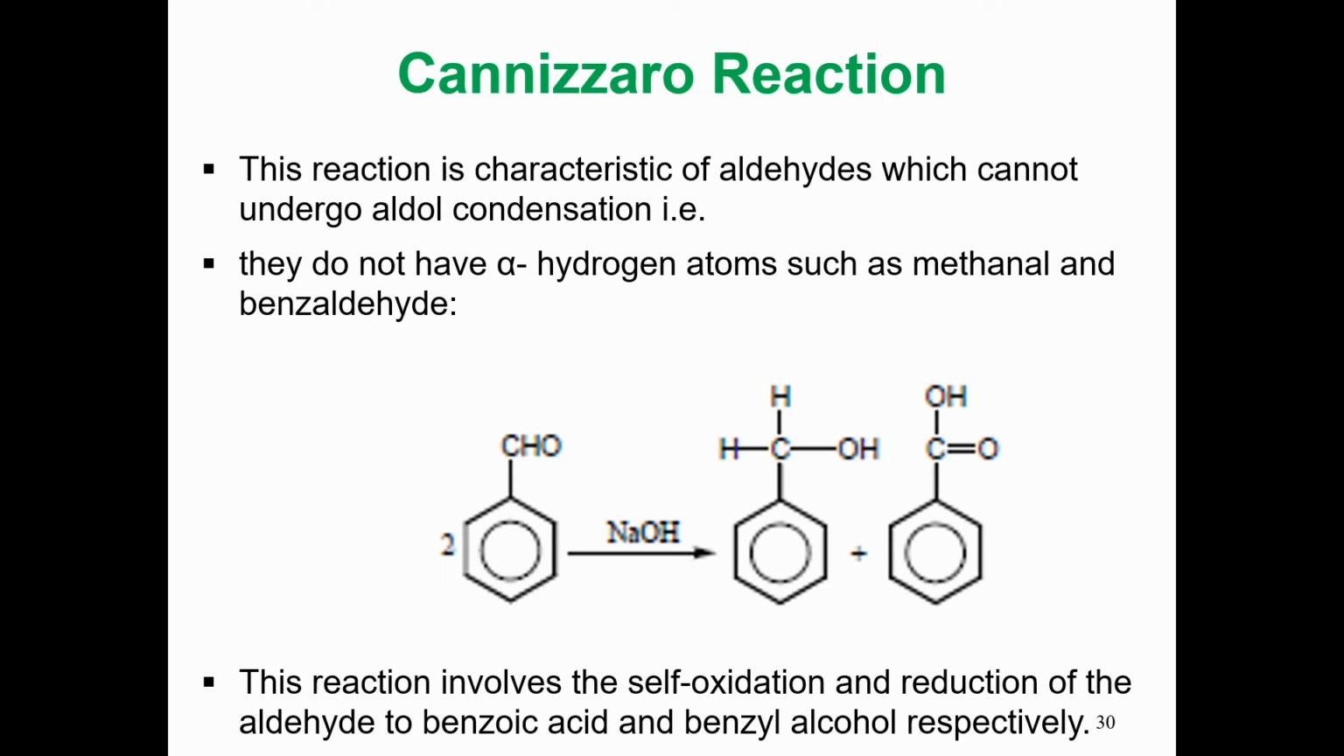Cannizzaro reaction, we are dealing with aldehydes that cannot undergo aldol. It means there's no presence of alpha hydrogen. So Cannizzaro is no alpha hydrogen. The examples are methanal or benzaldehyde. In this reaction, they are going to undergo self-oxidation and reduction. When they do self-oxidation, they form carboxylic acid. Self-reduction forms alcohol. Now, when you're using 2 moles of benzaldehyde, one of them will form an alcohol and one will form an acid.